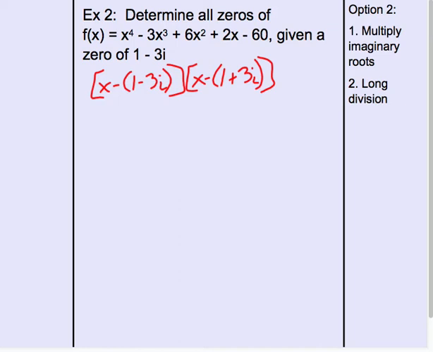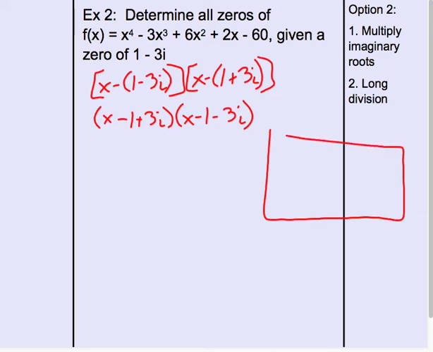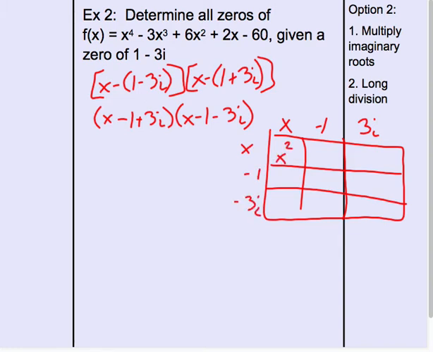So when I multiply these, I first of all distribute the negative sign, and then I use my box method anytime I'm multiplying more than a binomial times a binomial. I'm just going to use that line for convenience. So we've got x minus 1 plus 3i and x minus 1 minus 3i. So multiplying this, hopefully quickly.